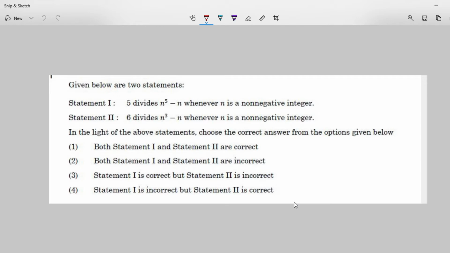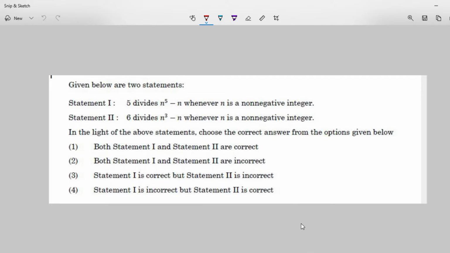Option 1, both statement 1 and statement 2 are correct. Option 2, both statement 1 and statement 2 are incorrect. Option 3, statement 1 is correct but statement 2 is incorrect. Option 4, statement 1 is incorrect but statement 2 is correct.